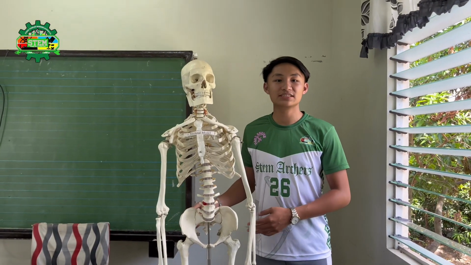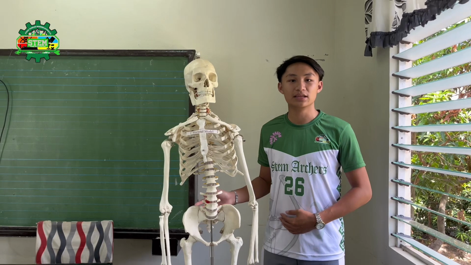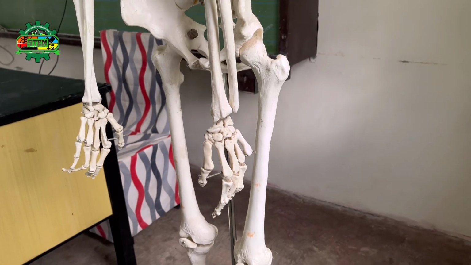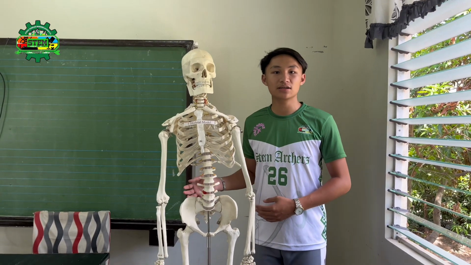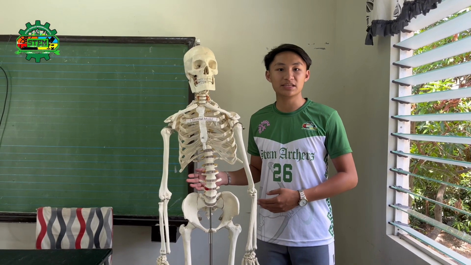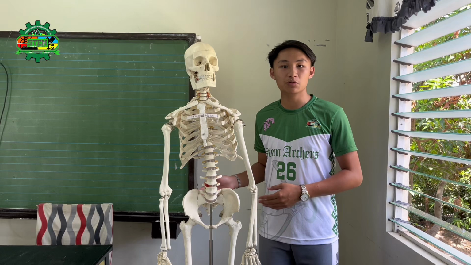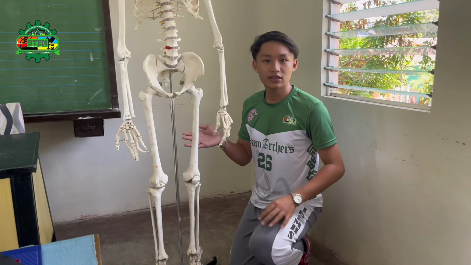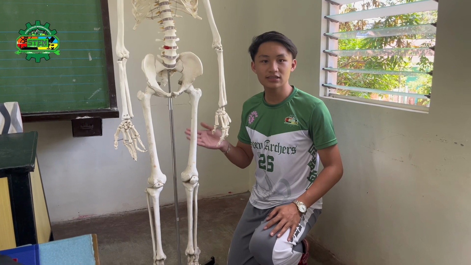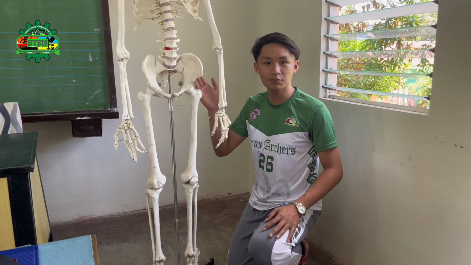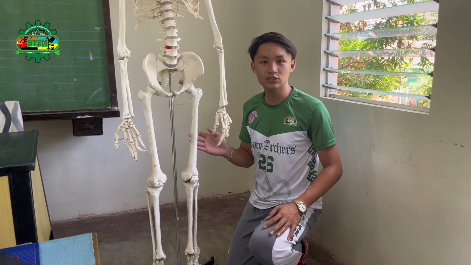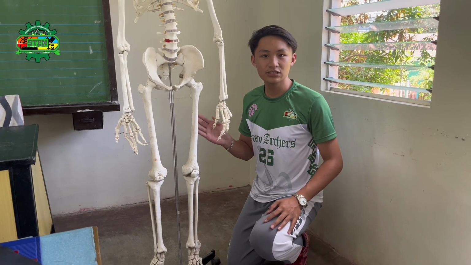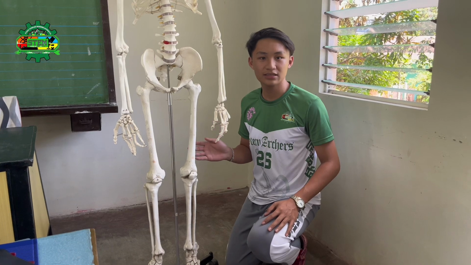Pelvis. The pelvis is a ring-shaped bone at the base of the spine. It connects the upper body to the legs, supports weight and protects organs like the bladder and reproductive system. It consists of three bones, the ilium, ischium, and pubis. Femur. The femur or thigh bone is the longest and strongest bone. It connects the hip to the knee and supports movements such as walking and running. Its upper part fits into the hip socket, ensuring flexibility and stability.